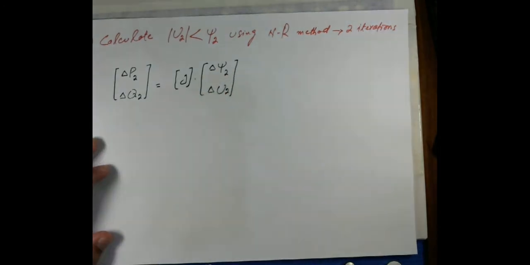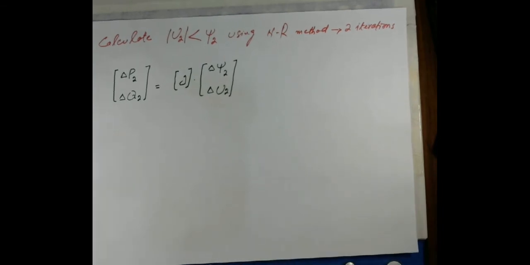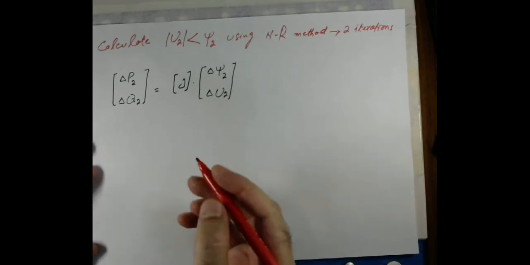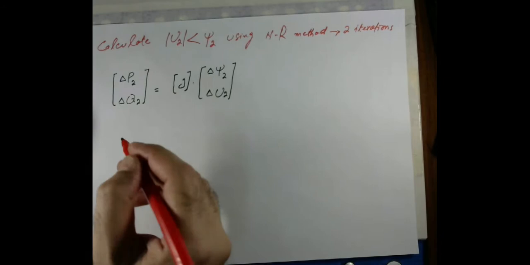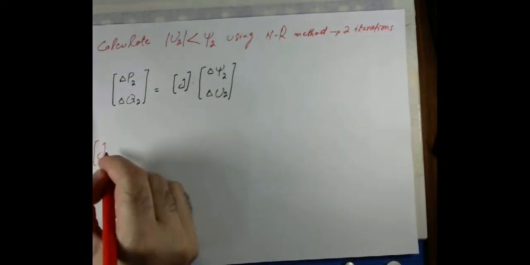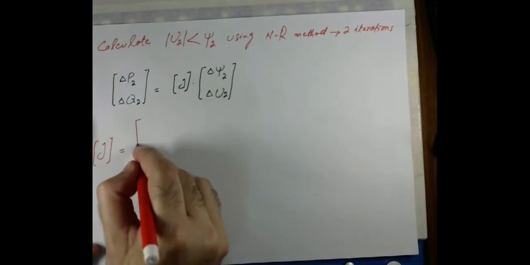So now let me write the Jacobian matrix. As I mentioned, it will have 4 cross 4 entries. N is 2, the number of buses is 2, so this will become 4 and that will also become 4. So the Jacobian matrix will look like that. The Jacobian matrix will have 16 elements or 16 entries.